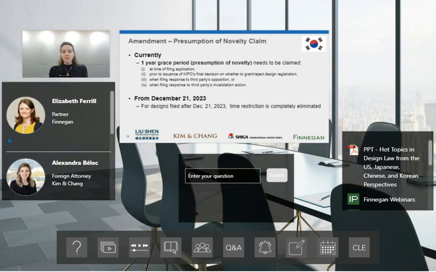So in order to work around this issue, currently, you need to artificially use a third party, file an invalidation action against your own design registration so that you're able to claim the exception to loss of novelty, and then in the infringement action, be able to argue against the defense argument. So luckily from December 21st this year, this will no longer be necessary, and it will be possible to also claim the exception to loss of novelty within the context of an infringement action.